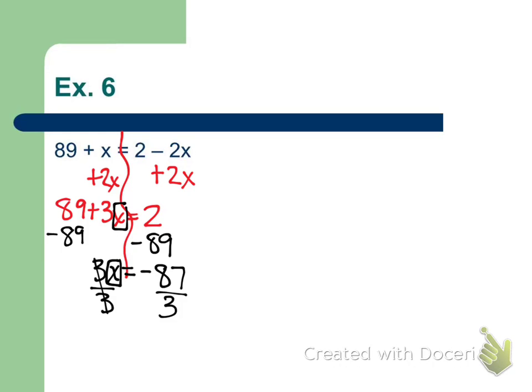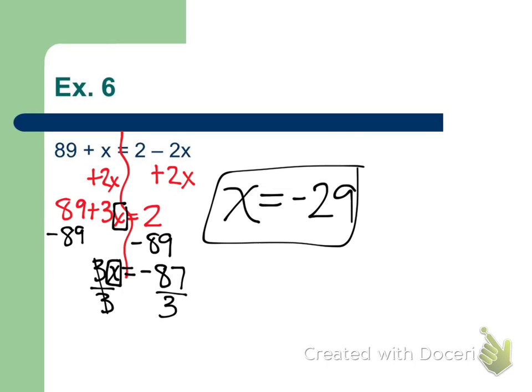Alright, those cancel out. -87 divided by 3 is -29. Alright.